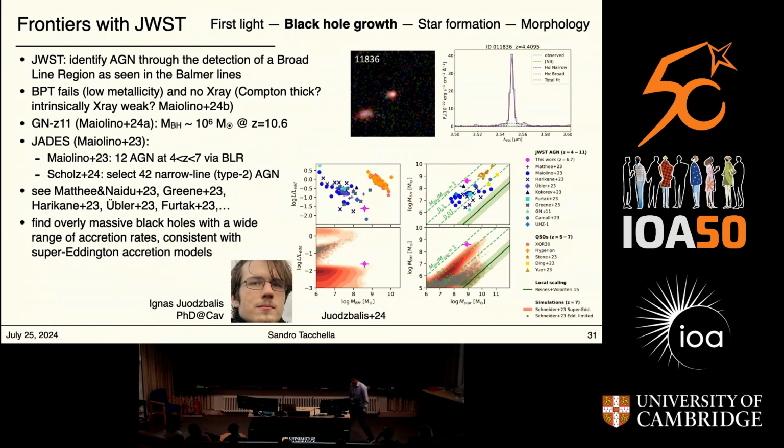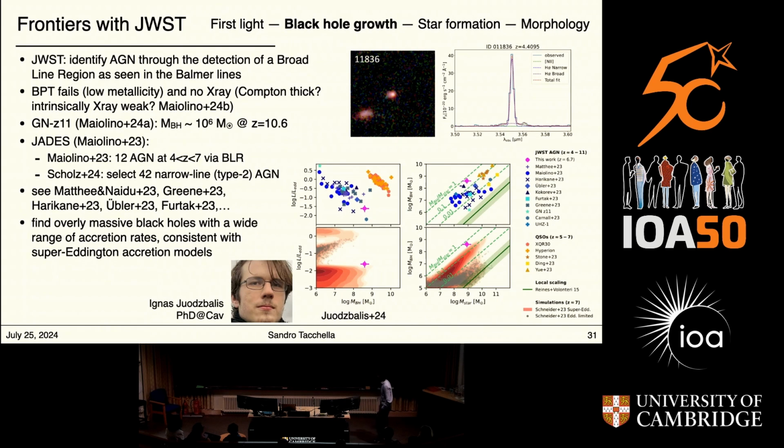Moving on to black hole growth. Again, GN-z11 is of course a very nice first step, but we also try to do population analysis. So in JADES, we have been looking into broad-line regions of AGN as identified by broadened lines under the Balmer emission and absence of broad lines under the [OIII] emission, and also using narrow-line type 2 AGN, particularly focusing on ionization lines in the UV.